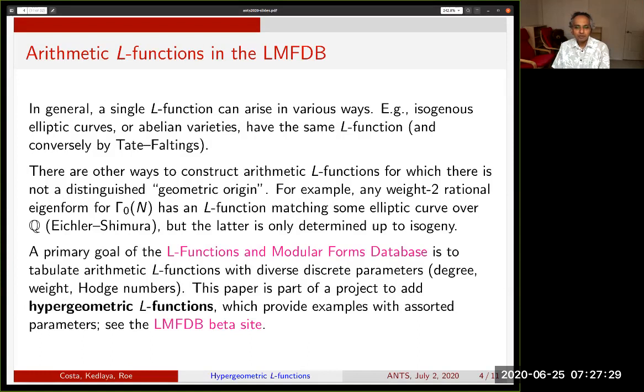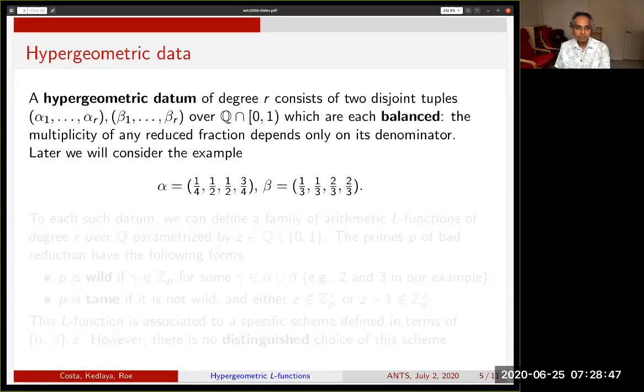So a primary goal of the LMFDB project, the L-functions and modular forms database, is to tabulate arithmetic L functions with diverse discrete parameters, such as the degree, the weight, and the Hodge numbers. This paper is part of a project to add hypergeometric L functions. As their name suggests, they are somewhat related to hypergeometric differential equations, although we won't go into that. These hypergeometric L functions provide examples of L functions with quite assorted parameters. And you can already find some of these on the LMFDB beta site.